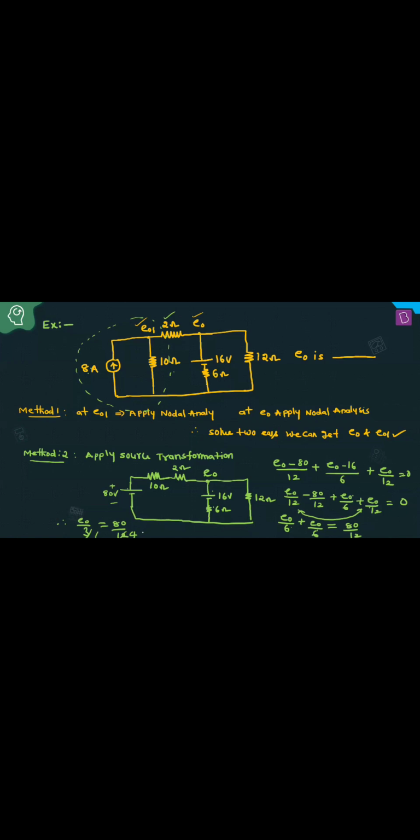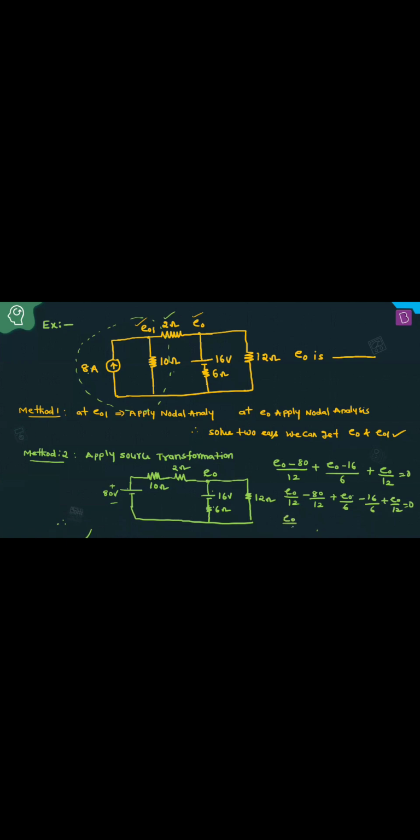Yes, something is missing here. 16 by 6 is missing. Sorry. Once again I'm writing. It's minus 16 by 6 plus E naught by 12 is equal to 0. Now can you answer this? Sorry for this. Can you answer now? From this you solve for E naught.